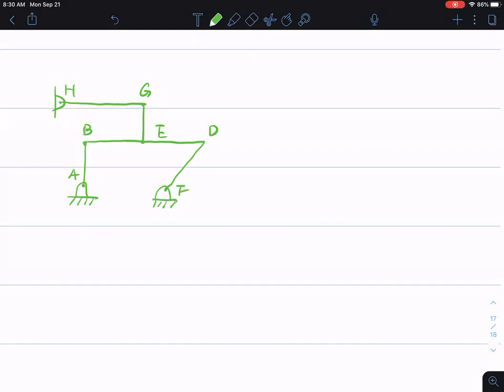Okay, so we have 1, 2, 3, 4, 5 rigid bodies. Here, BD is the same link, and GE is pinned at the center of BD. If this is the system we have, how many rigid bodies do we have?